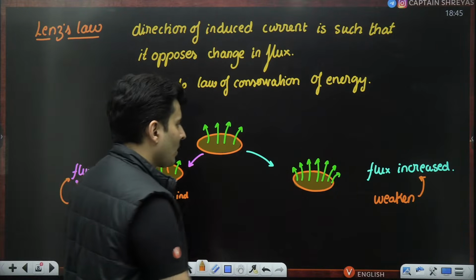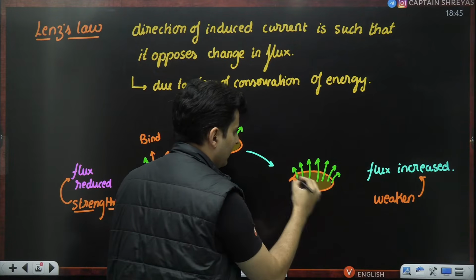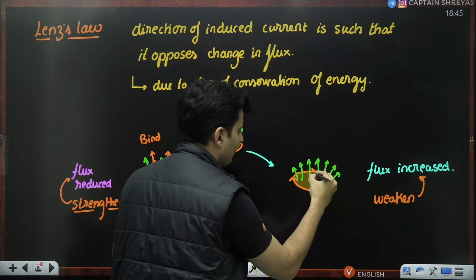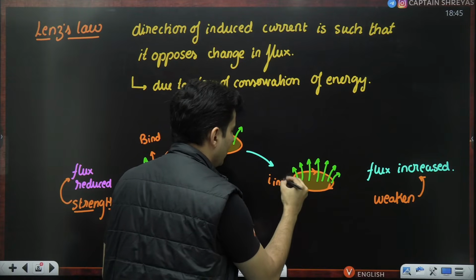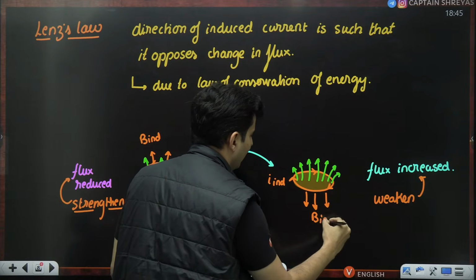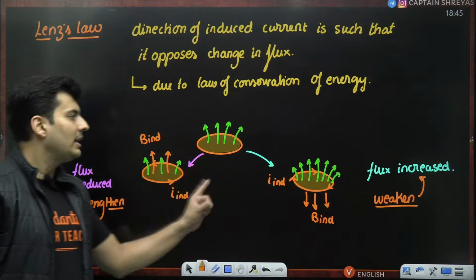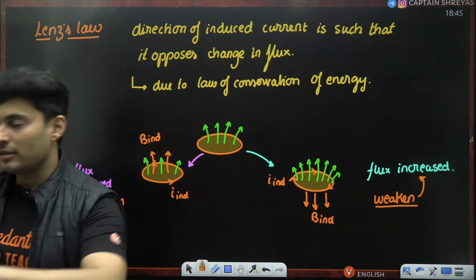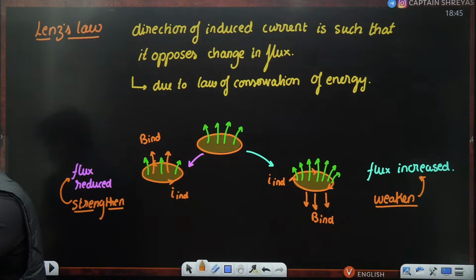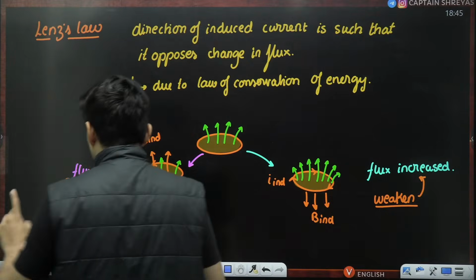Whereas here, to weaken it, my thumb should come down. So my current will go like this. This is the direction of my induced current. So the induced magnetic field will try to weaken it. It is opposing it. I hope now it is absolutely clear how Lenz's law works. Is that clear? Everyone? Understood? Can we go ahead? Yes, got it. All right.